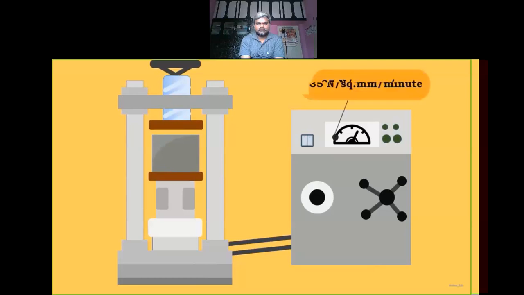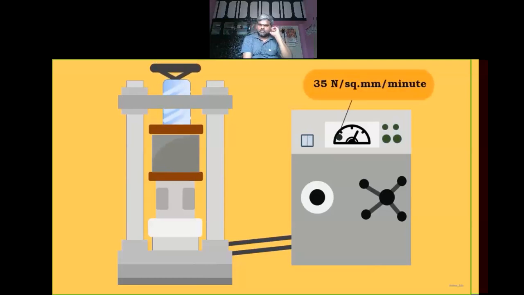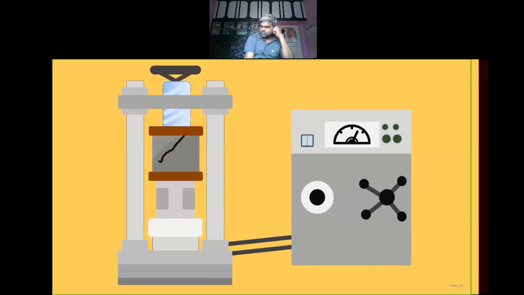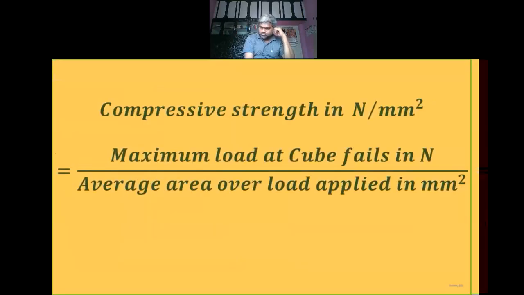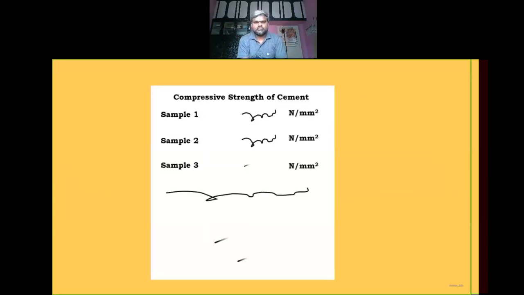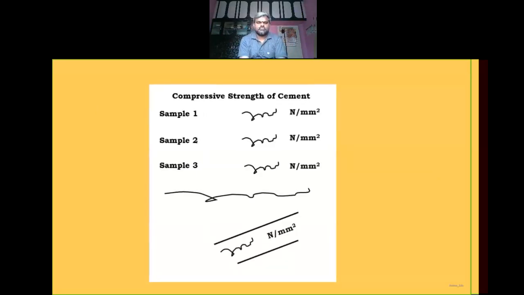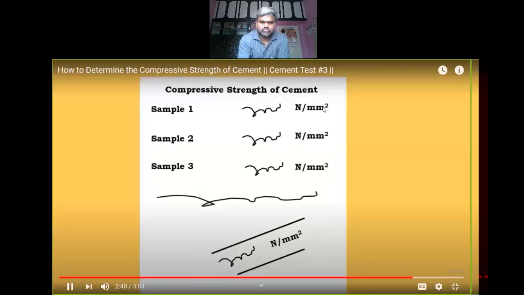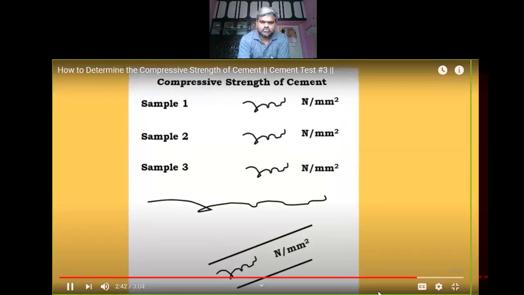The load is applied starting from 0 at 35 Newton per minute, up to the maximum load at which the cube fails. The compressive strength is calculated from the crushing load divided by the area over which the load is applied. The result is expressed in Newton per meter squared. Compressive strength is taken to be the average of the results of the three cubes.